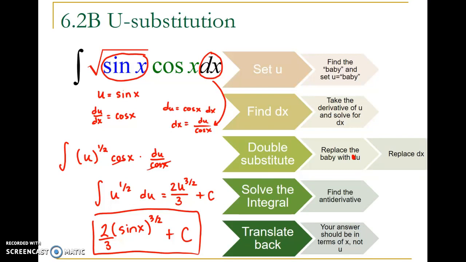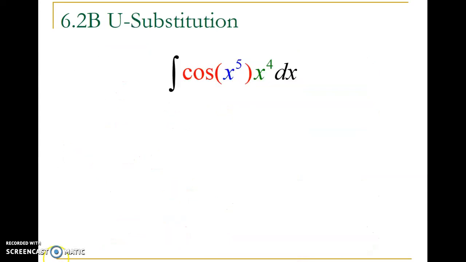Okay, that's our process. We're going to go through a couple of examples, and I would recommend that you write them down and try them yourself before I do. All right, here's our first example. Remember, the first thing you want to do is figure out what u was, and then you want to set u, and then you want to take a derivative of that and solve for dx. I'll give you a minute to try this problem.